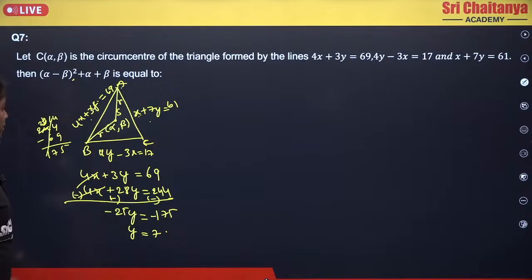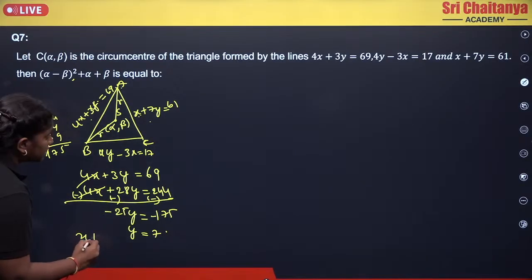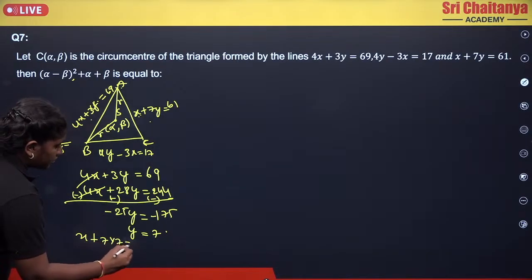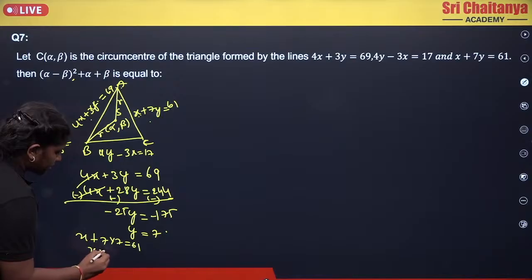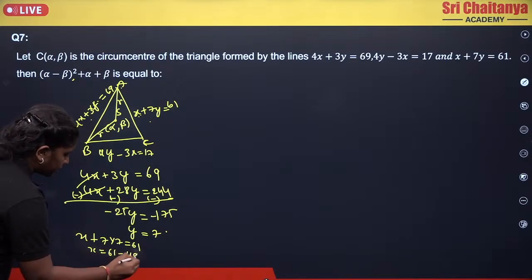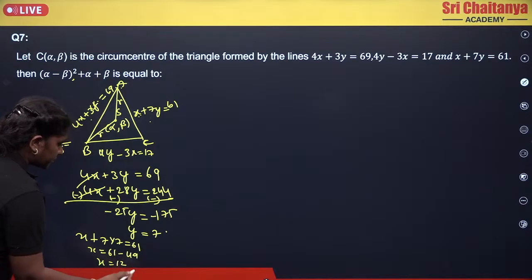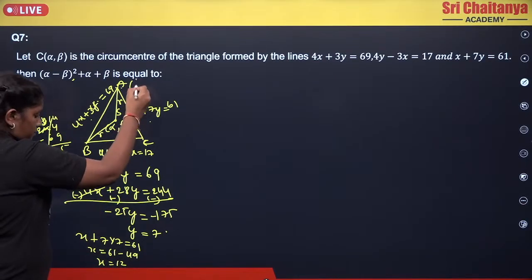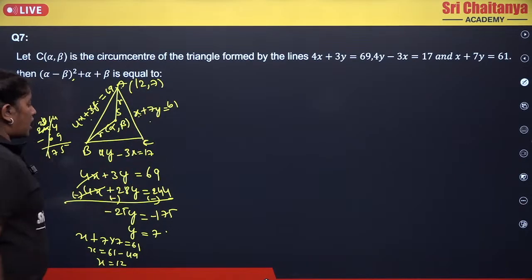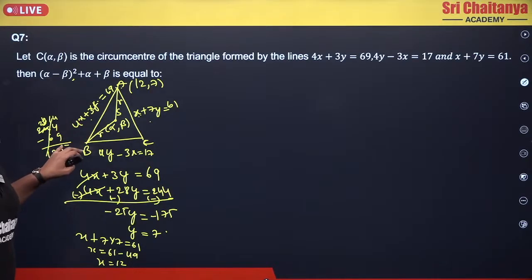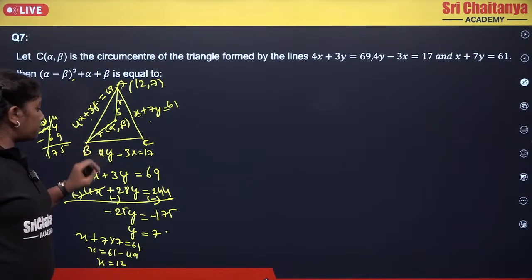Now place that y value in any of the equations. So x plus 7 into 7 equals 61. Now x equals 61 minus 49, so x we got as 12. Okay, the point A is 12 comma 7. Now we will be simplifying these two equations in order to get our point B.